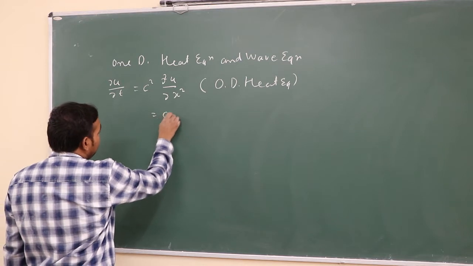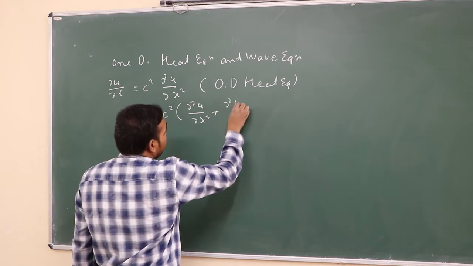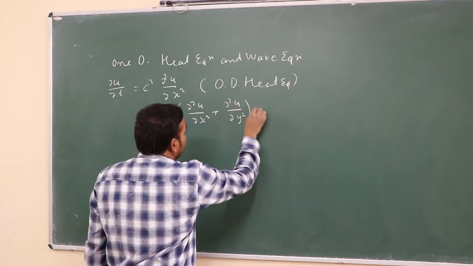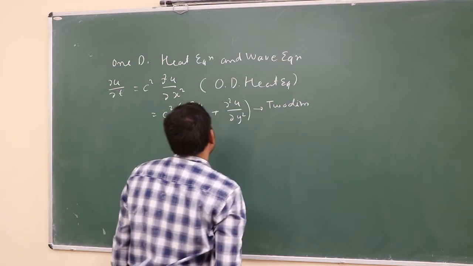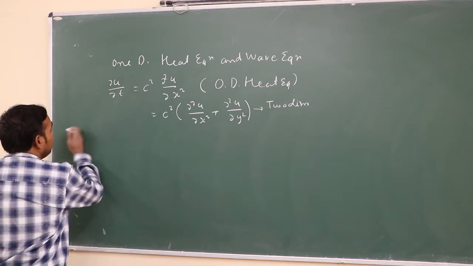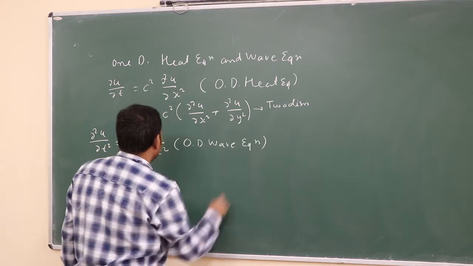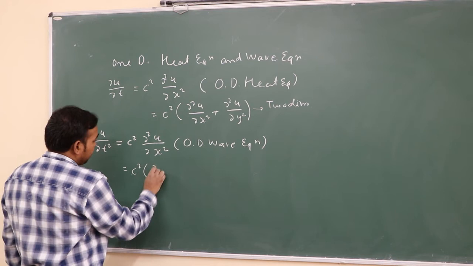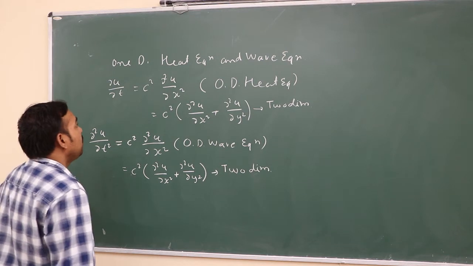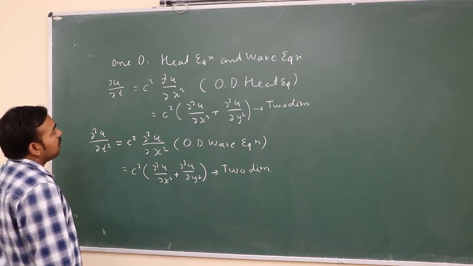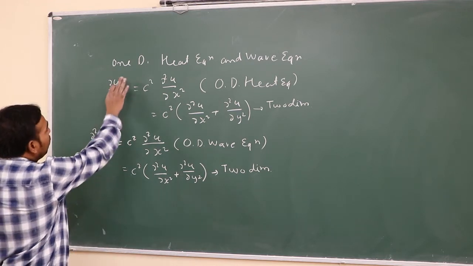If you write c square times del square u upon del x square plus del square u upon del y square, we can say this is the two-dimensional heat equation. Similarly, we can write the wave equation as del square u upon del t square equal to c square del square u upon del x square, and similarly for two dimensions. Here our motto is to find the solution of the one-dimensional heat equation and wave equation with the help of Fourier transform.